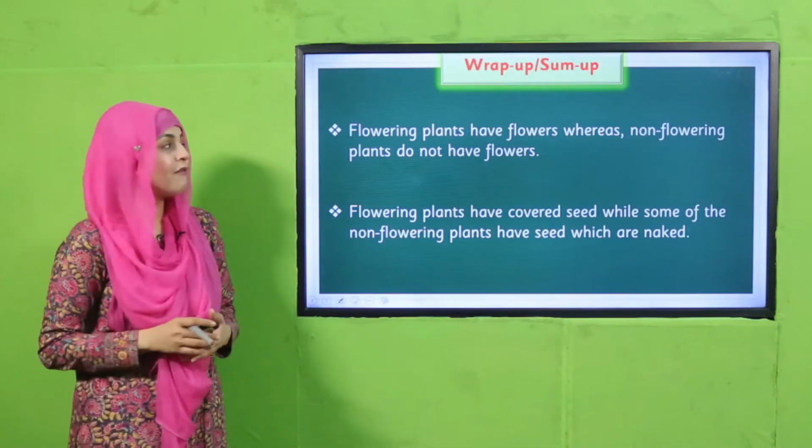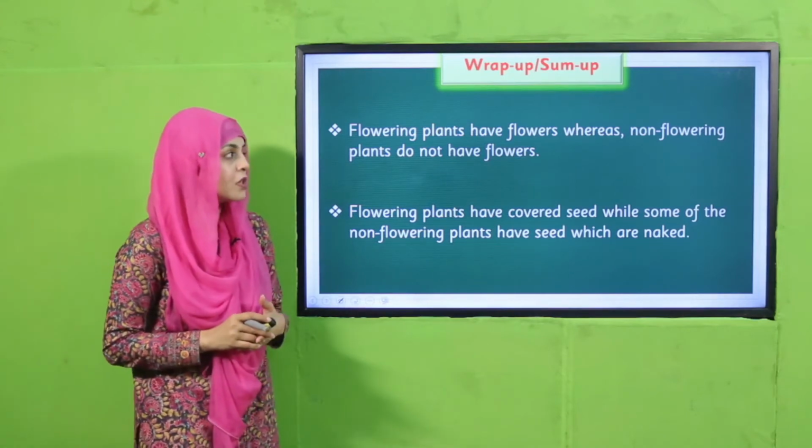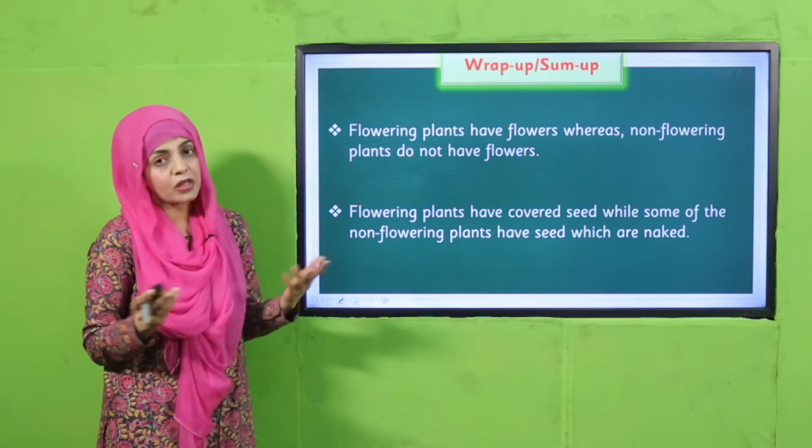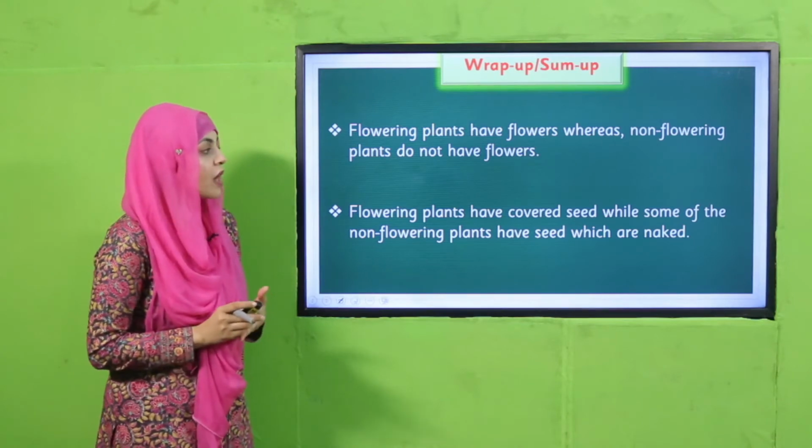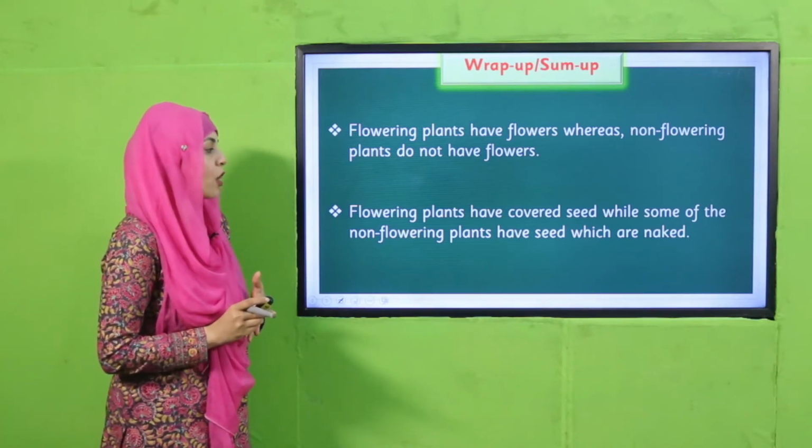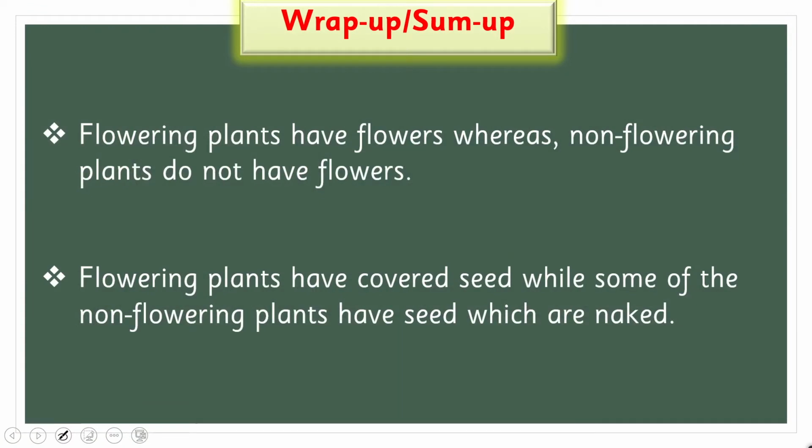So my dear students, what we have learned today is flowering plants have flowers, whereas non-flowering plants do not have flowers. Flowering plants have covered seeds while some of non-flowering plants have seeds which are naked.